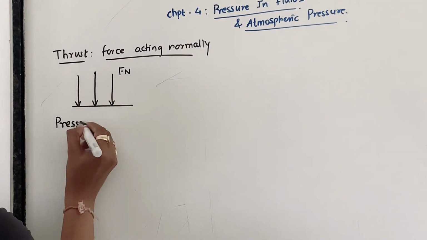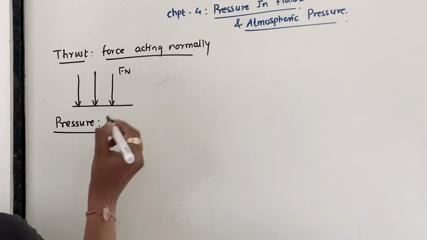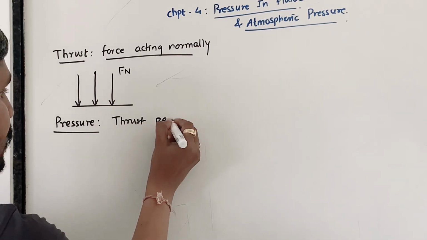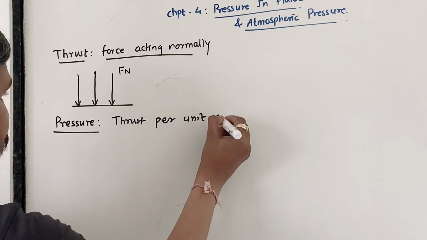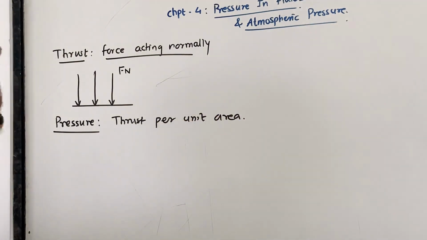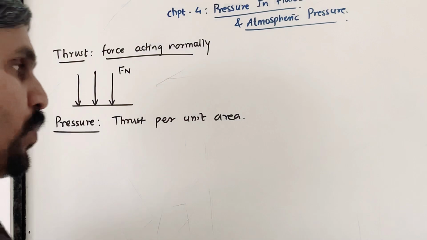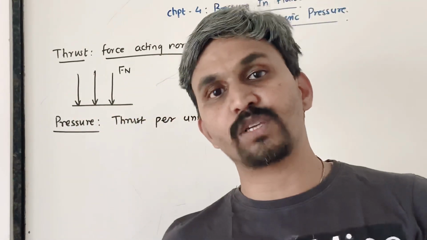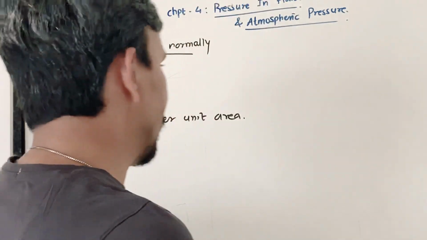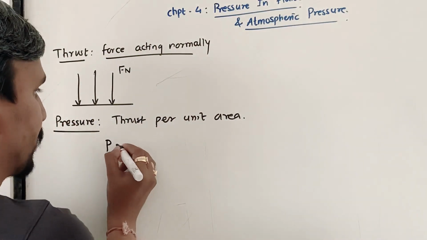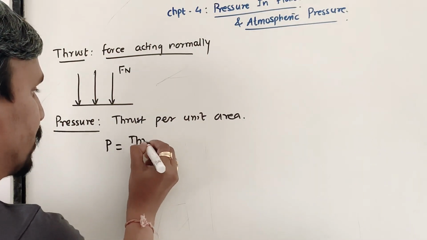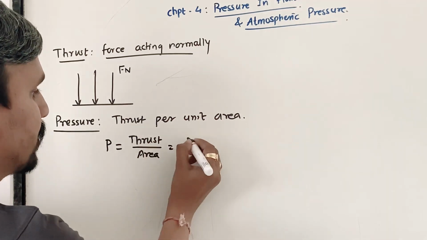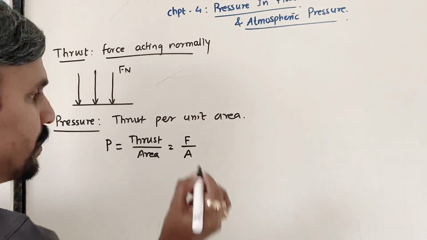Now next term is what? Pressure. Now what is pressure? Pressure is the thrust per unit area. Thrust per unit area is called as pressure. That is, force acting normally per unit surface area is called as what? Pressure. So pressure is denoted by letter P. This is nothing but thrust upon area. Now thrust is a kind of force, so force upon area.